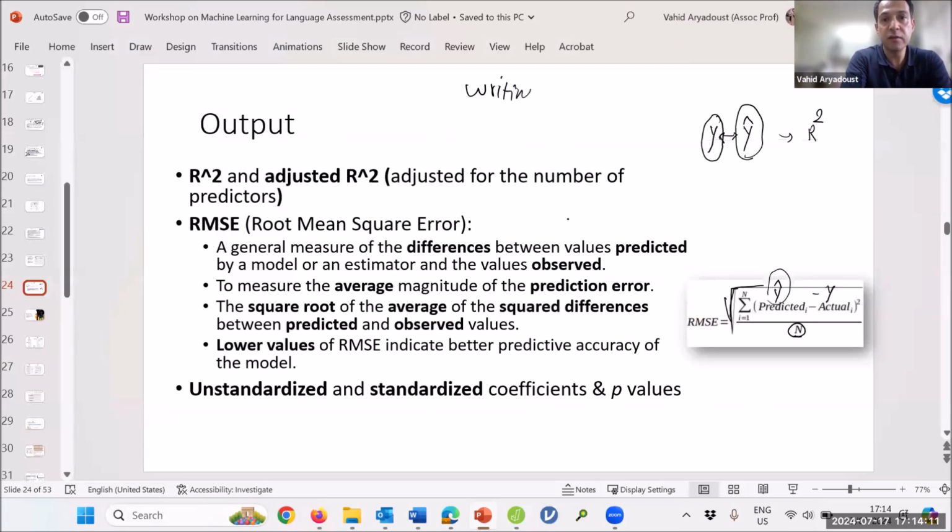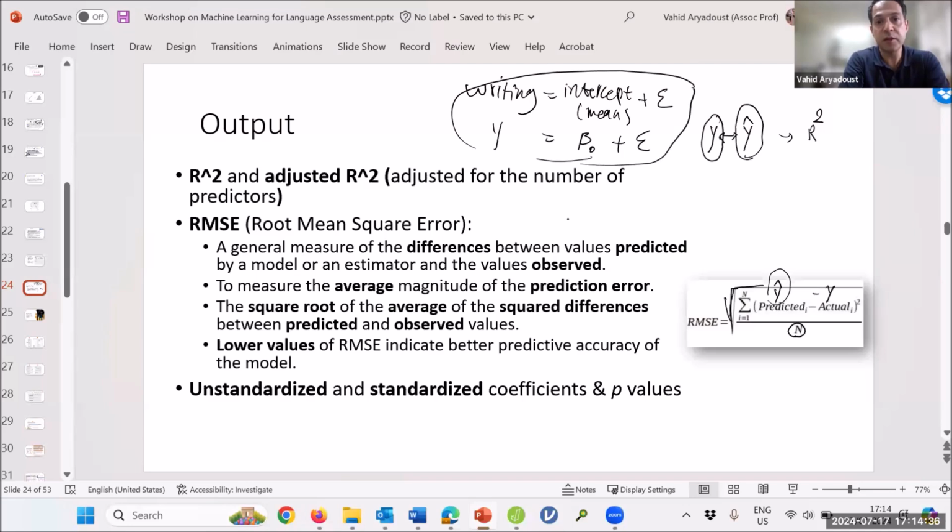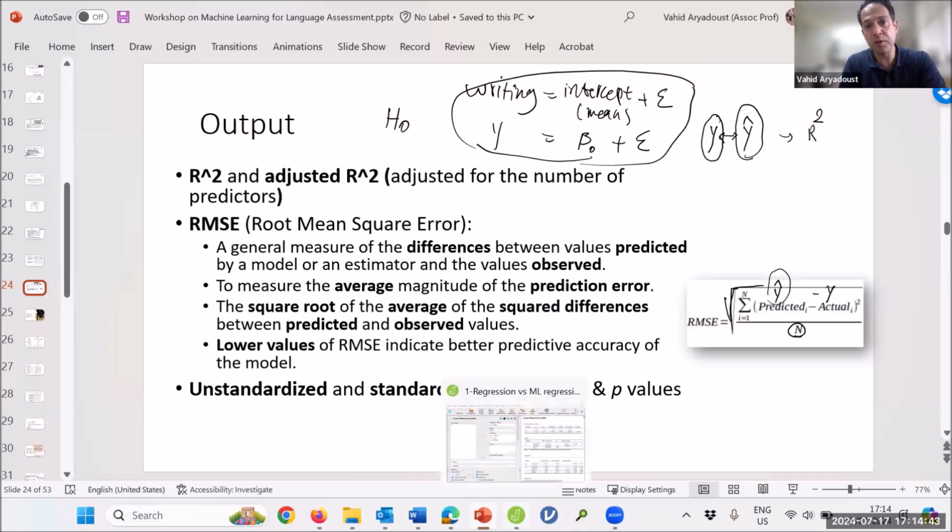Writing equals, writing is Y, equals its own intercept, which is basically its own mean, plus error. So intercept is B0. If you want to write it in mathematical terms, it's B0 plus error. This, everybody, is our H0. That's our null model, which doesn't have any predictors.